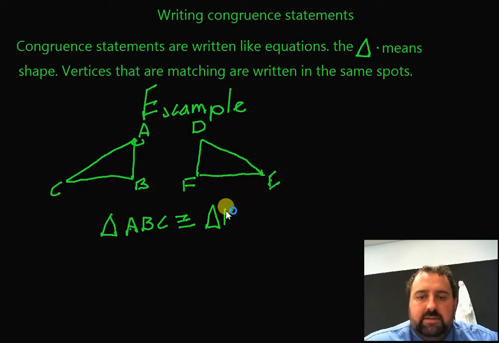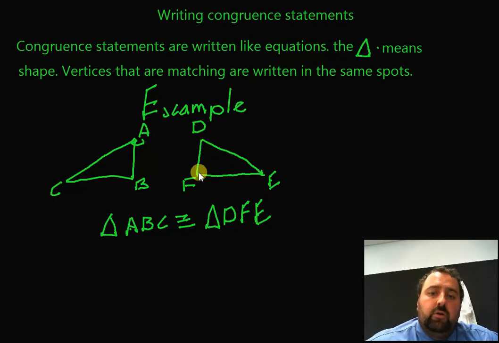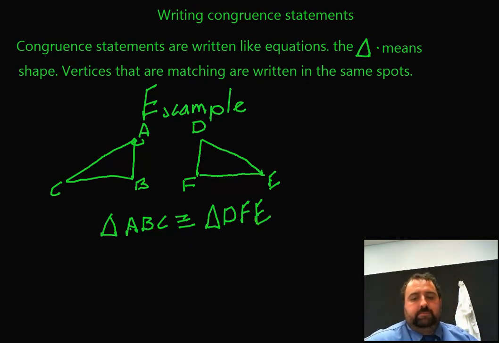So I'm going to write D, and then the next one is B. So I need to write the corner that matches up with B, which would be F. So D, F, E. Okay? So you'll note here that I'm not actually writing it in alphabetical order. I'm writing it in order so that it matches up, so that I know that A and D are the same corners. B and F are the same corners. C and E are the same corners. Okay? That's all there is when writing congruent statements. Pretty easy, hey?